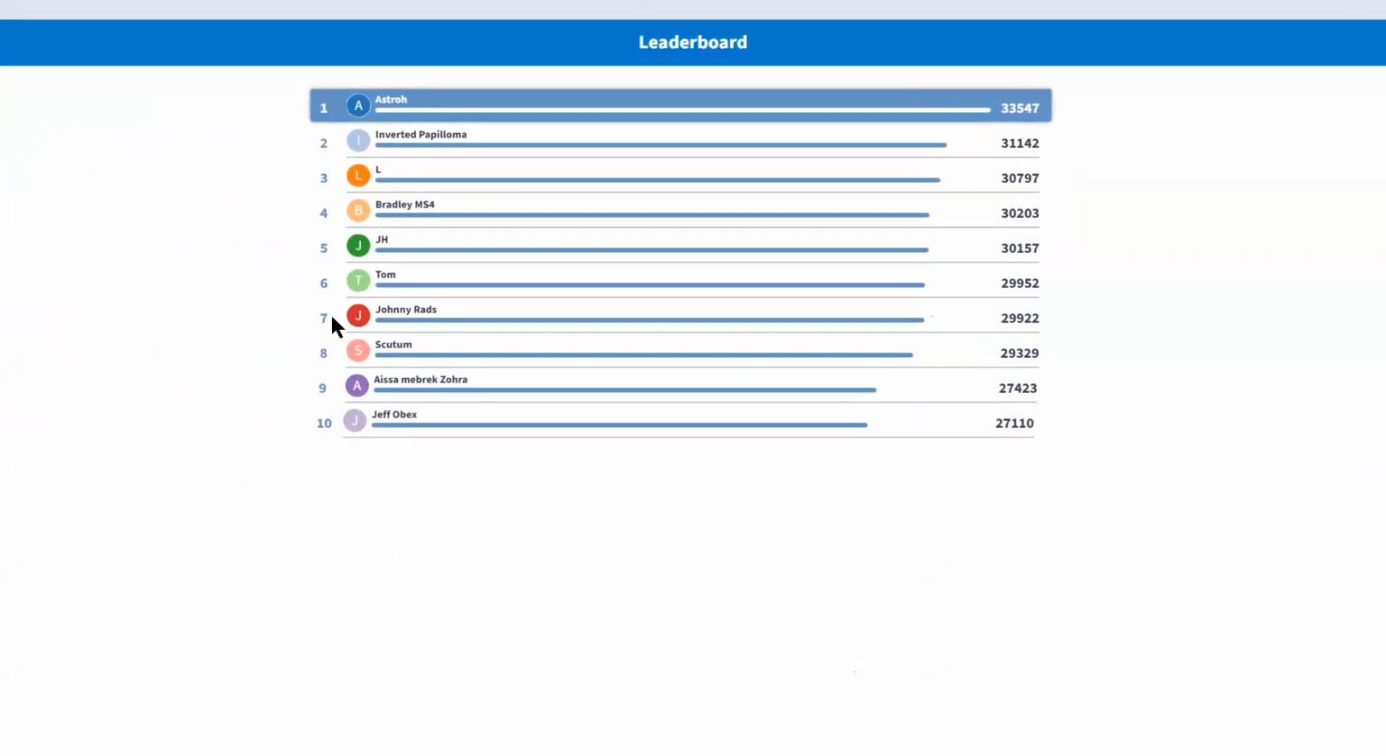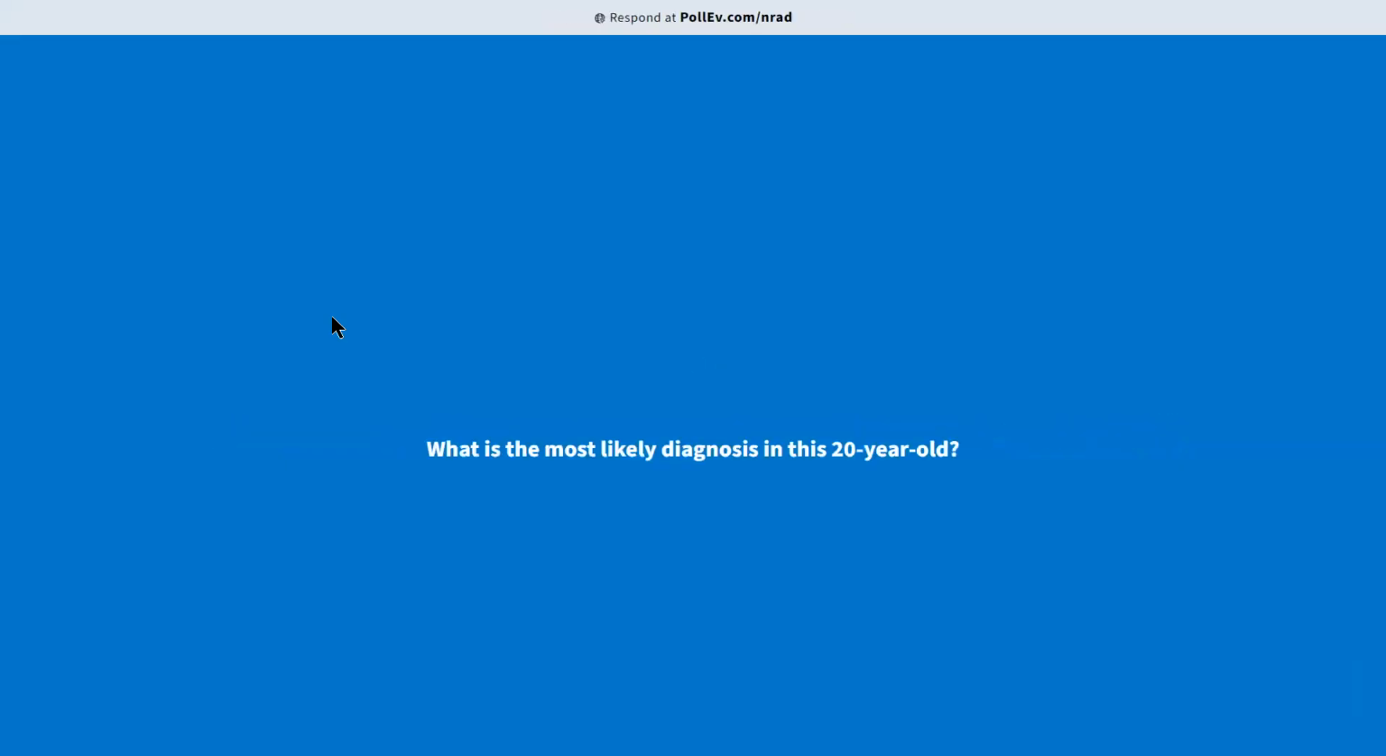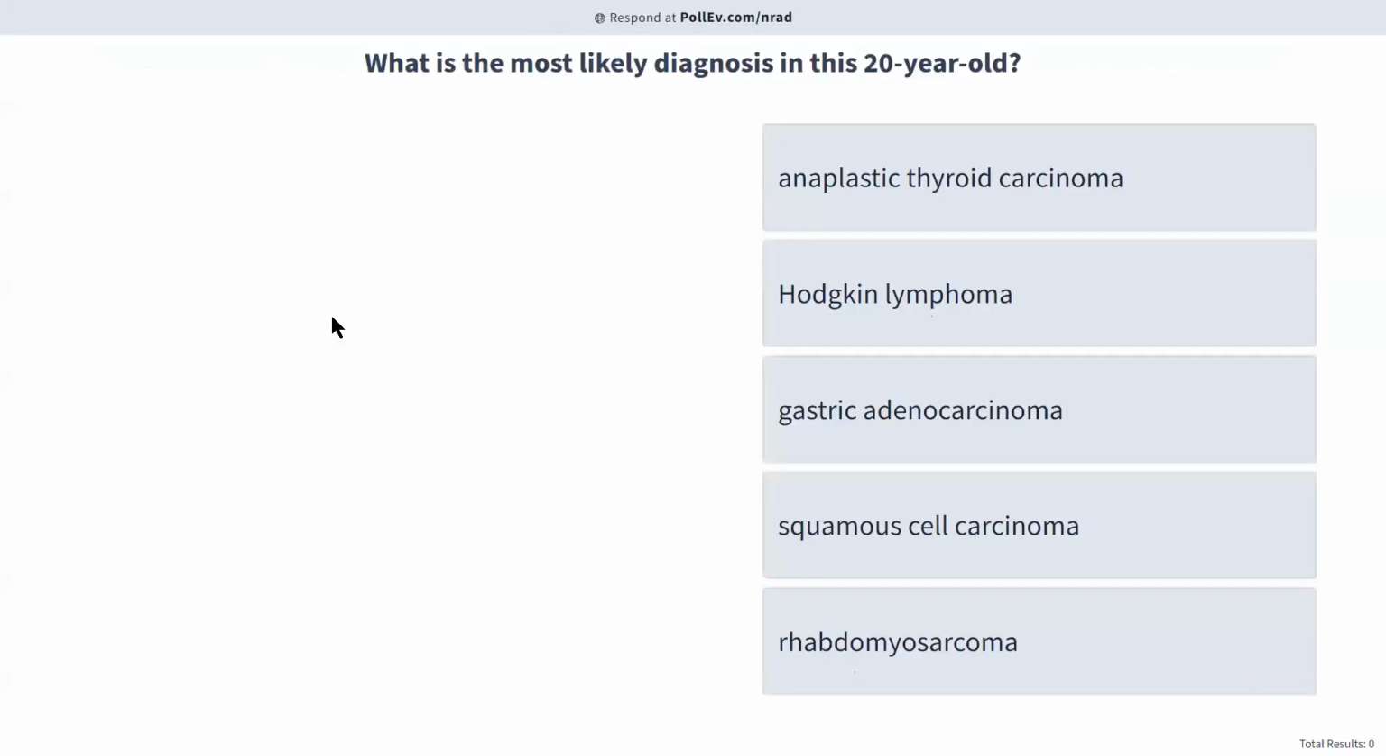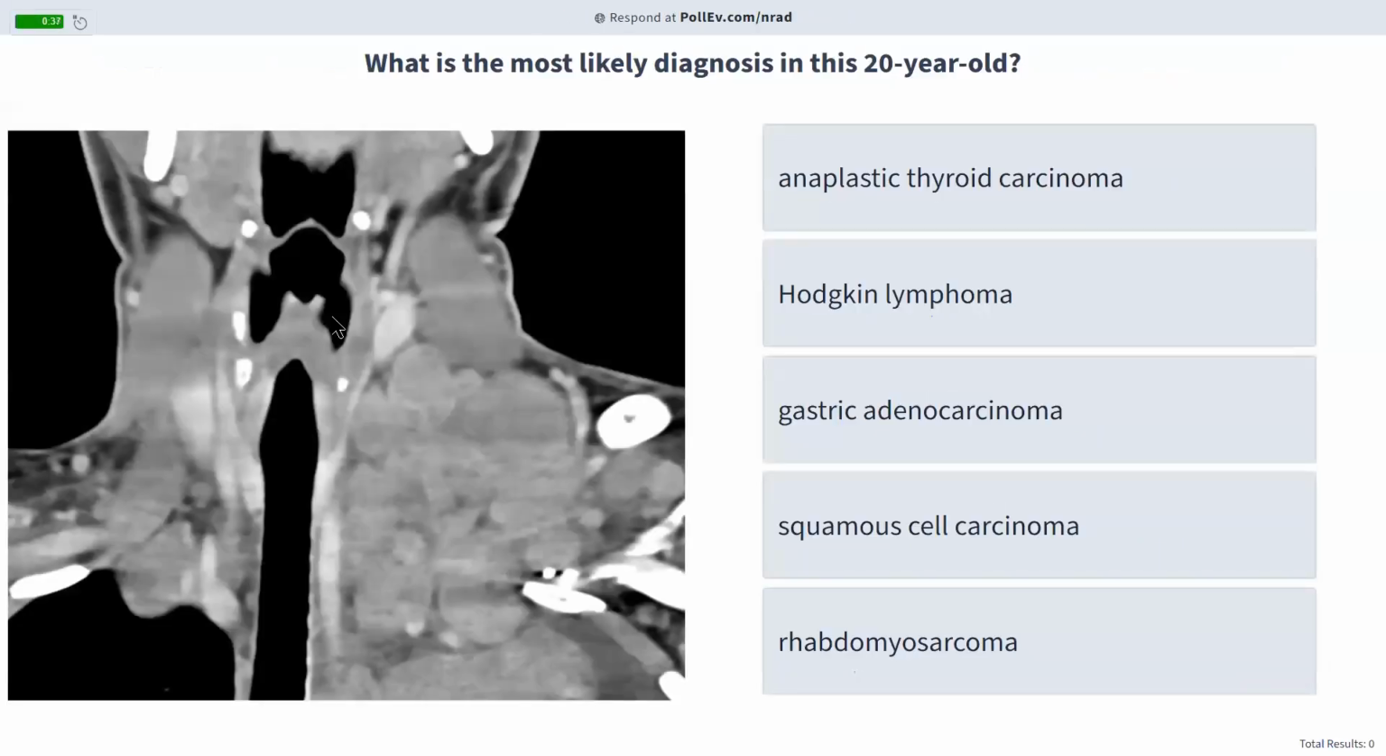All right, Astro, Inverted Papilloma, and L in the lead. Wow. What is the most likely diagnosis in this 20-year-old presenting with neck mass? Neck mass, neck swelling.